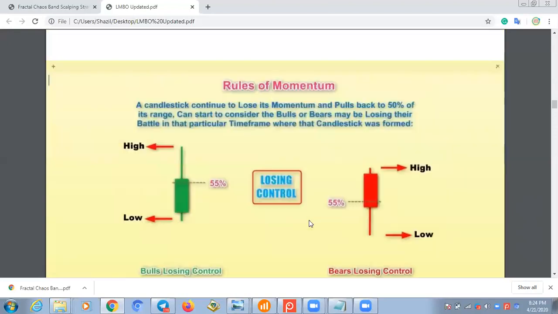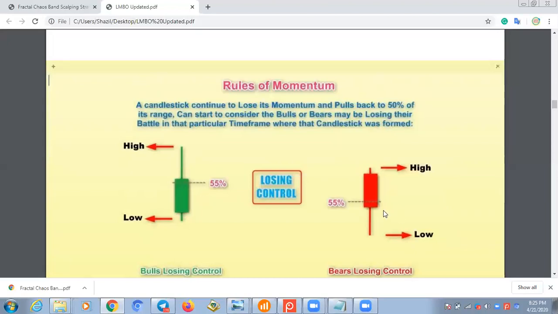Now, the rules of momentum. How can we understand how momentum is increasing or decreasing? When you find a candlestick going up and at some point going down, rejected from a level, like this candlestick that opened here, went up, and was rejected from this level, and the rejection is at the 55% or 50% level, it shows losing control. This candlestick is now losing its control.